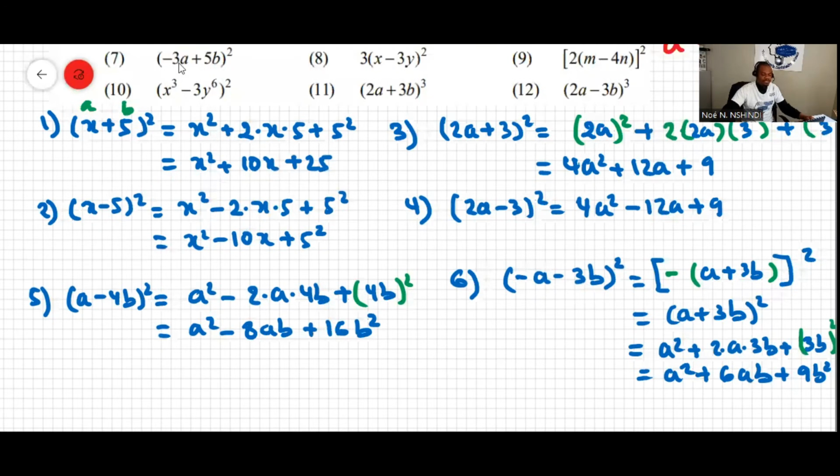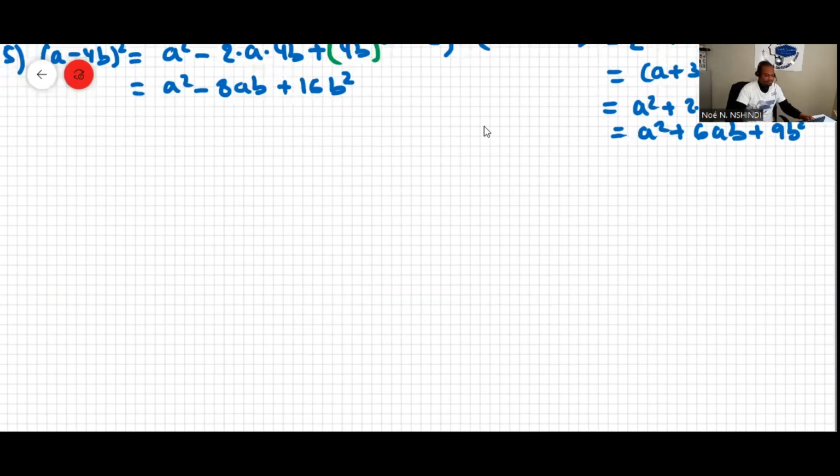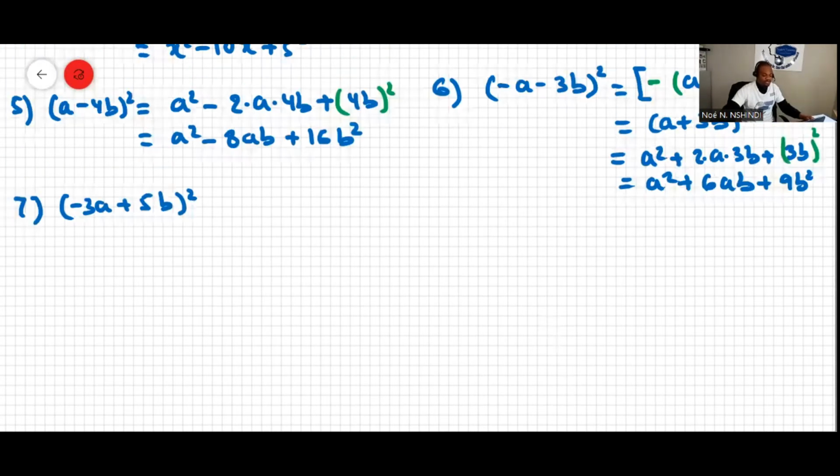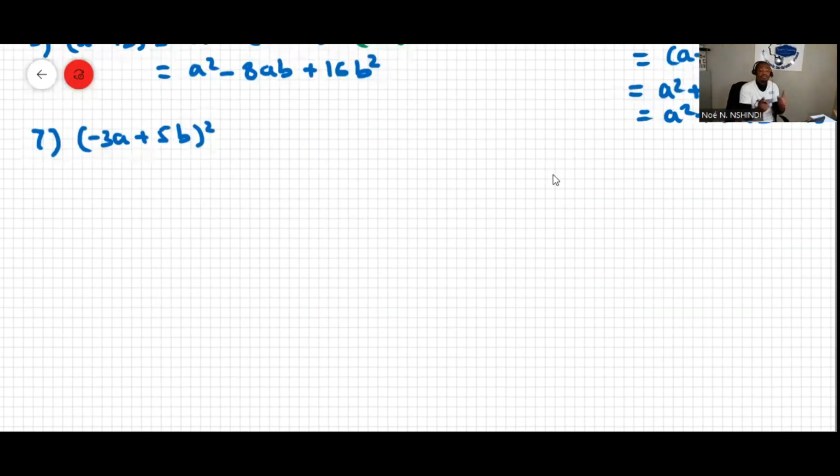We have -3a plus 5b squared, okay? -3a plus 5b squared. So now again, do not let the negative confuse you here. One thing you can do, you can reverse the order. It doesn't matter within the bracket here. The same thing can be written as 5b minus 3a.